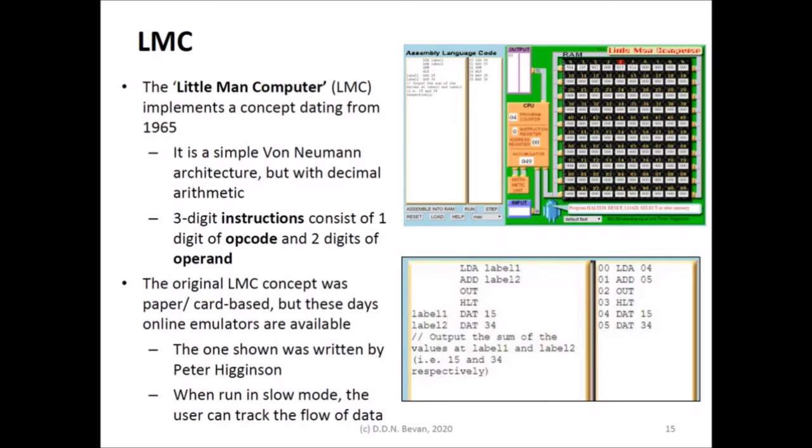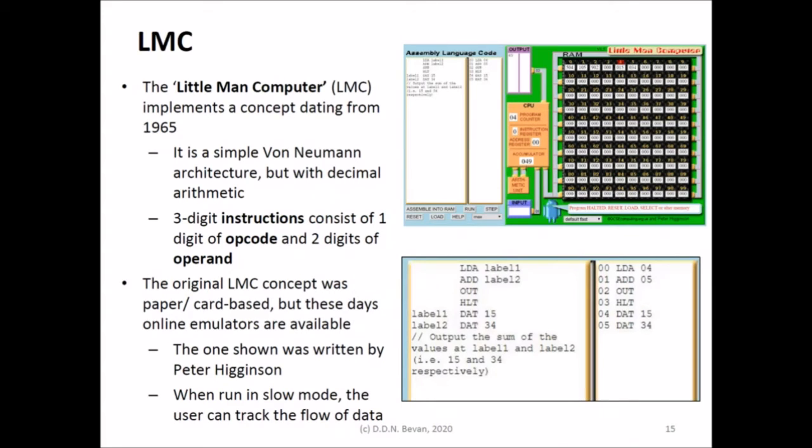But now here you see an emulation. Someone called Peter Higginson has written a nice little emulator as a web page. You can go to this web page, and here you have a computer, and you can write programs on this computer. It's like an everyday computer, von Neumann architecture, but it uses decimal arithmetic rather than binary.